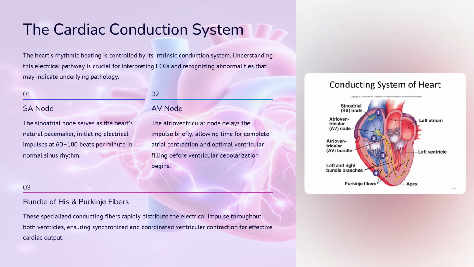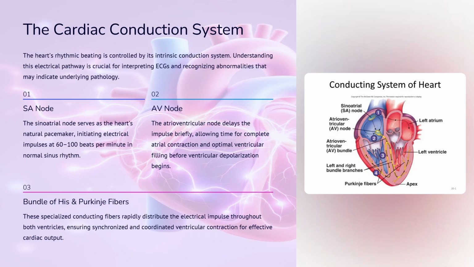The heartbeat begins with an electrical impulse, and understanding where that impulse starts and how it travels is the foundation of ECG interpretation. It all starts with the sinoatrial node, or SA node, located in the right atrium. This is the heart's primary pacemaker, firing at a rate of about 60 to 100 beats per minute. When it functions normally, it sets the pace for the entire heart. Hence the name, the pacemaker of the heart.